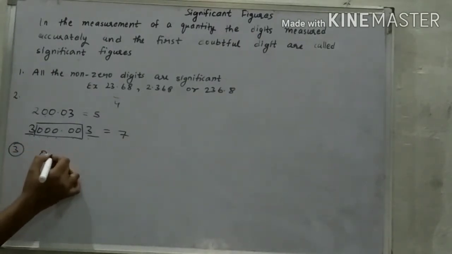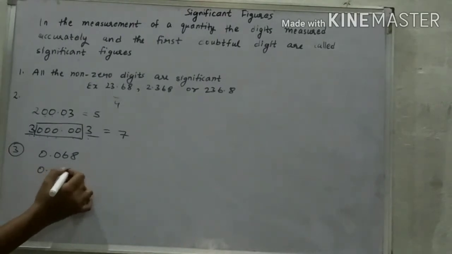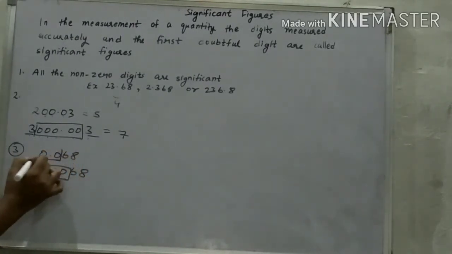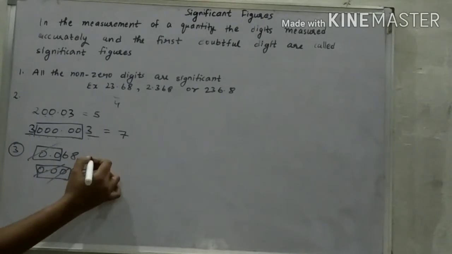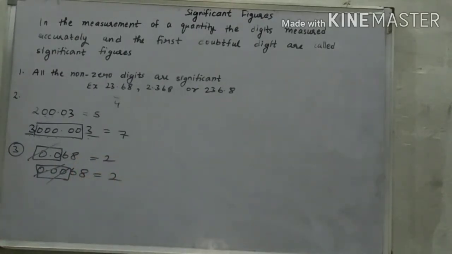As in 0.068, here you will write 0.0068. So the left side zeros will not be included in the significant figures. You will not include them. Left side zeros. So the significant figures in this will be 2 and in this also will be 2.